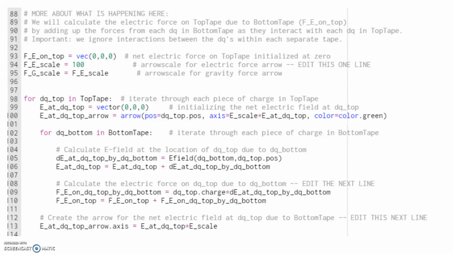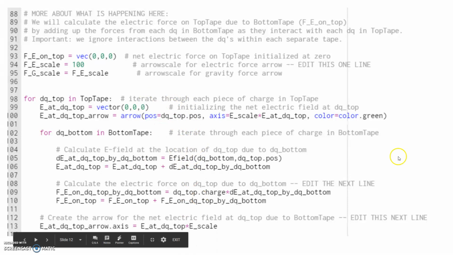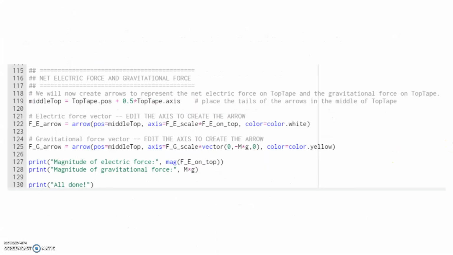And so instead of having just one big gravity force vector and one electrical force vector, I also have individual forces here from the bottom paragraph of code. And then the last part is just to print out the magnitude of the electrical forces, as well as to show the electrical force and gravitational force as vectors.